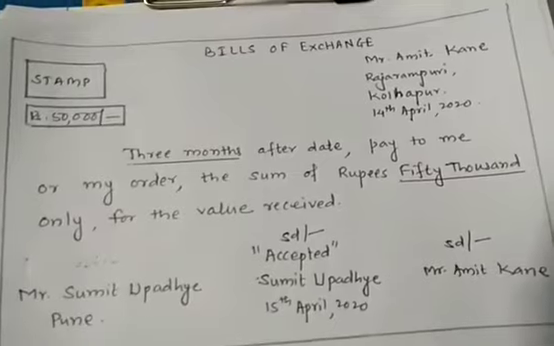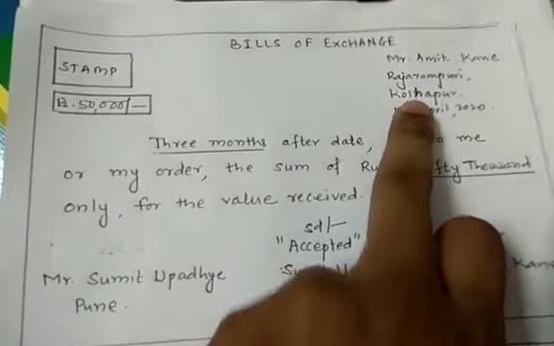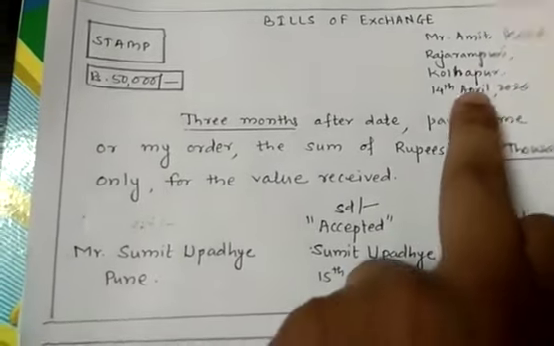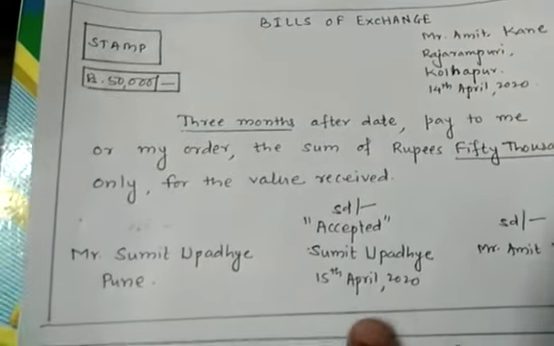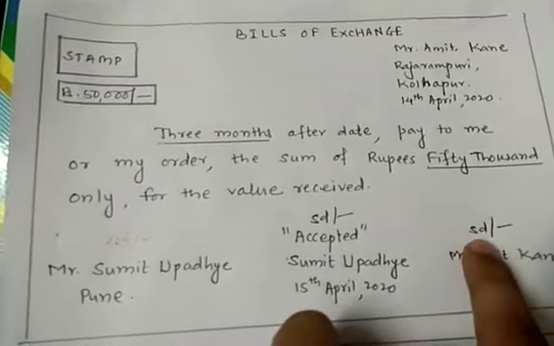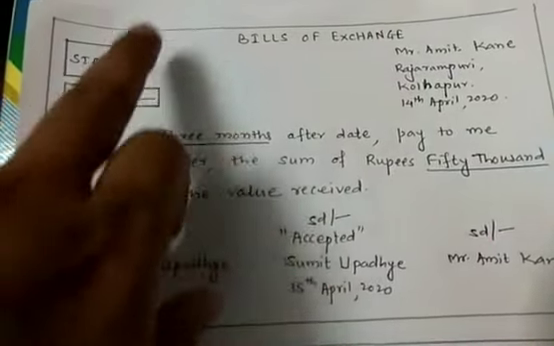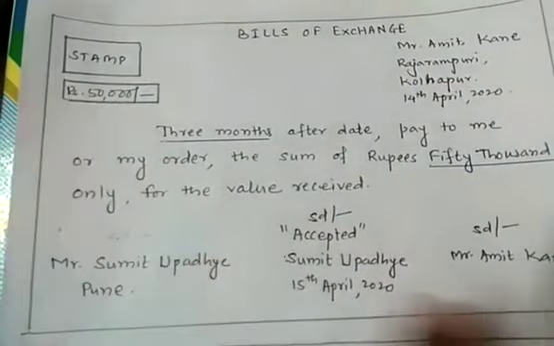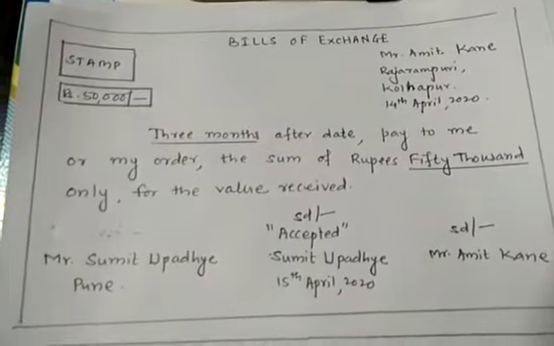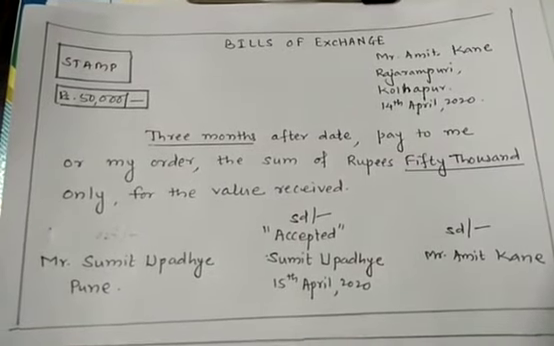As per our example, the drawer is Amit, the drawee is Sumit. Accepted: bill drawn on 14th April, accepted on the very next day. There are signatures of drawee as well as drawer, stamp, amount in figures, the period is all mentioned. This is how the bill of exchange looks.